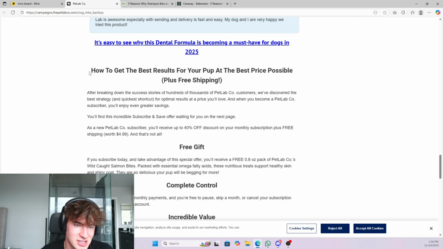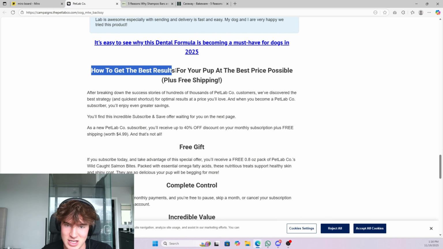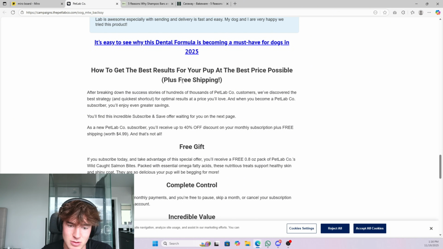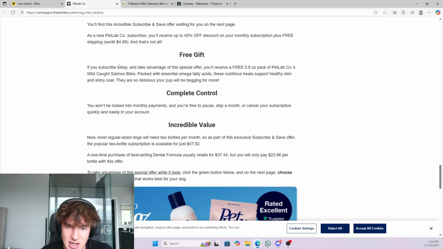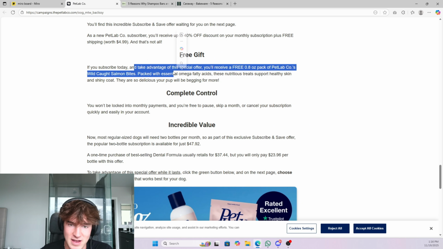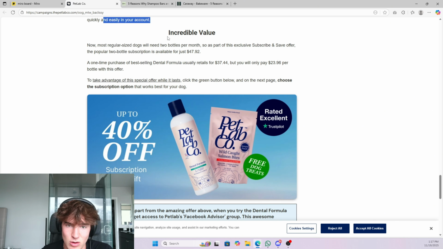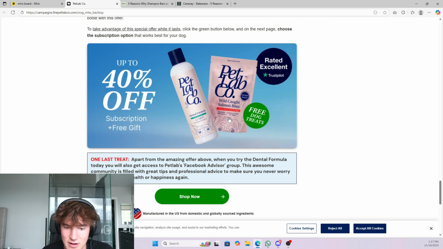And then the customer doesn't see this, but as marketers, we can kind of tell. It's like, "How to get the best results for your pup at the best price possible." Now you come in here, and they've got free gifts. So this is already adding perceived value, making people want to actually buy it. Complete control: you won't be locked into monthly payments, and you're free to pause, skip a month, or cancel a subscription easily in your account. Incredible value, and then they've got the offer that they're running.